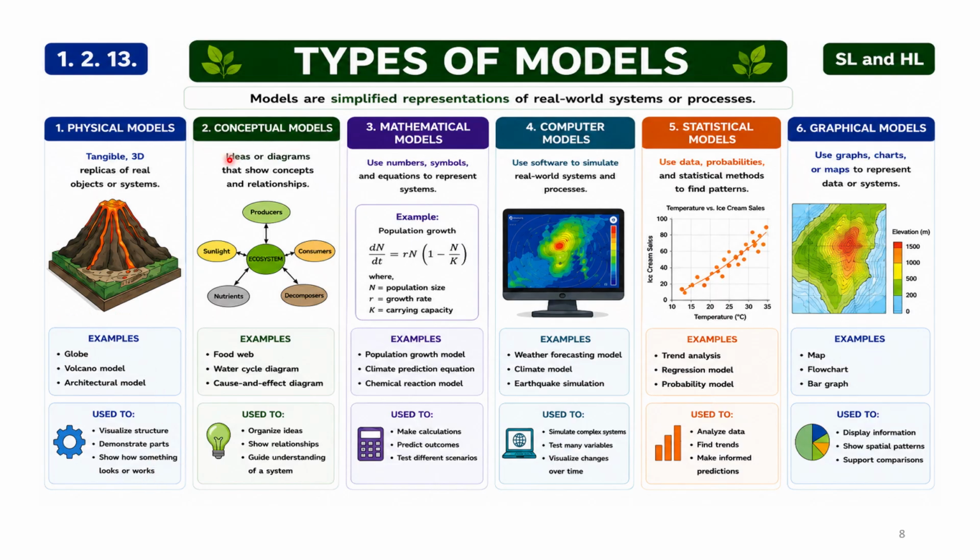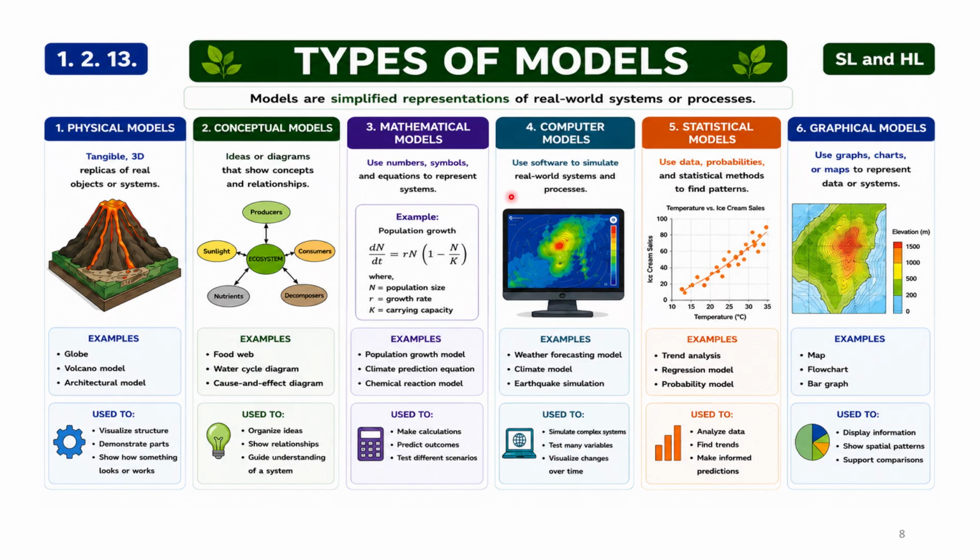Second are conceptual models, which use diagrams to show relationships between components. Food webs and water cycle diagrams are good examples because they illustrate interactions among system elements. Third, mathematical models use equations and numerical relationships. For instance, the logistic population growth equation predicts how populations change as they approach carrying capacity.